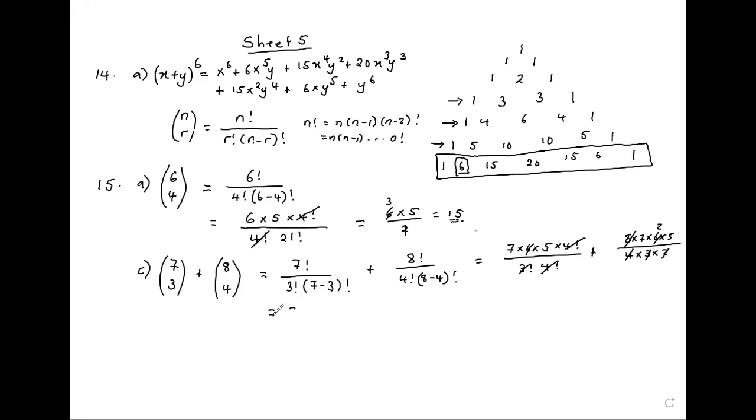So we have 35 plus 70, giving us 105. So you could use theorems, if there are theorems that you know that will help you get the solution 105.